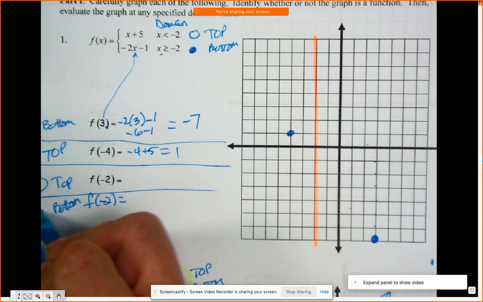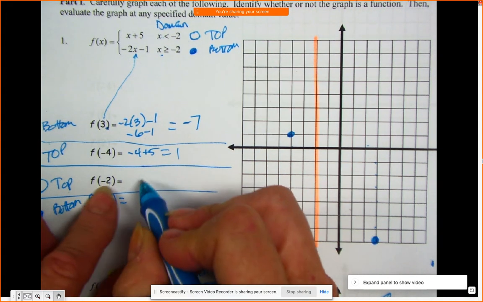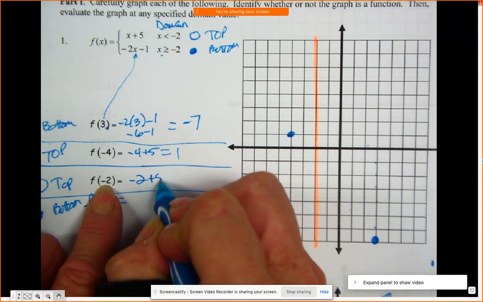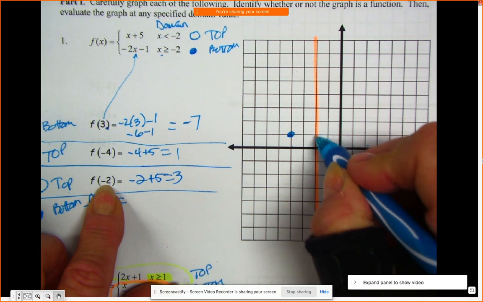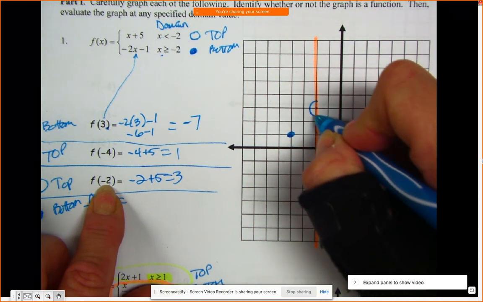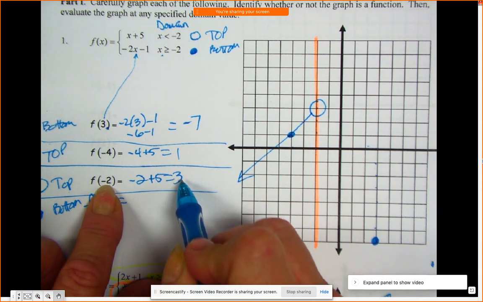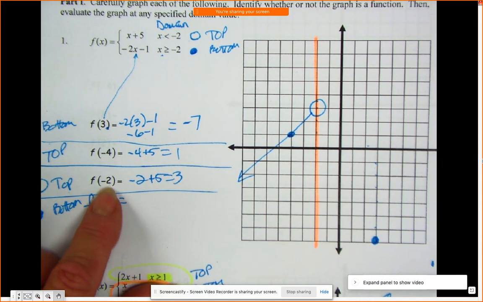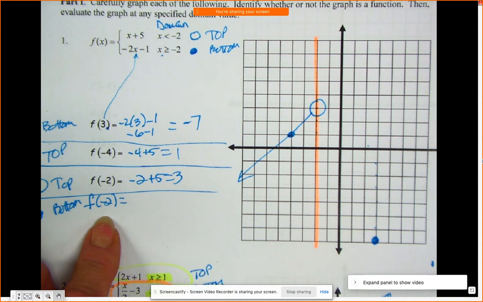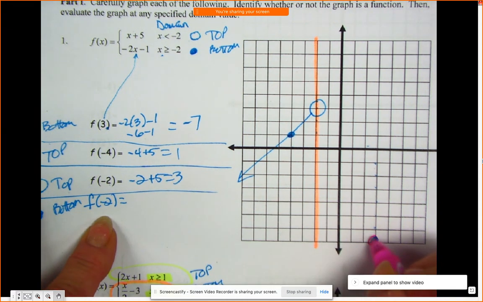All right. So the top equation, yes, I need to put in a -2 plus 5, and I get out a 3. So I'm going to -2, 1, 2, 3. But it's an open circle. Okay, I don't get to include that point. Now, here's why this one is interesting. I'm going to do the bottom one in pink. So let me make that point pink.